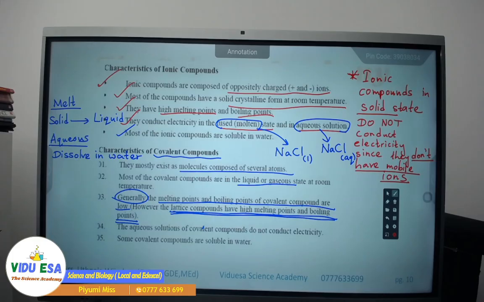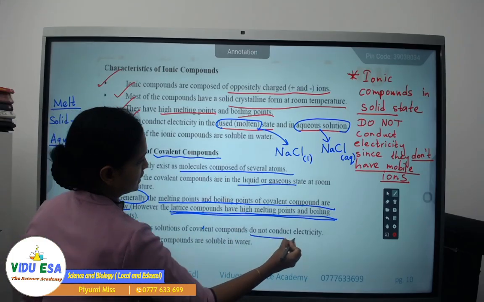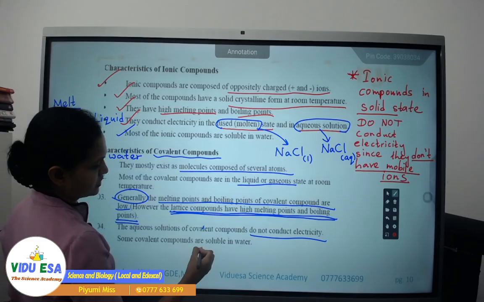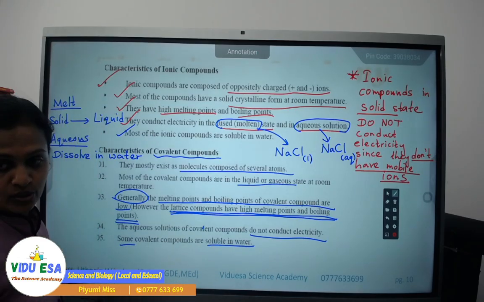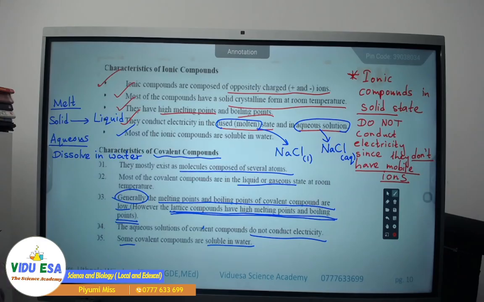The aqueous solutions of covalent compounds do not conduct electricity. Some of the covalent compounds are soluble in water, like glucose and sugar. Though they have covalent bonds, they are soluble in water. Some of them are soluble. Right?